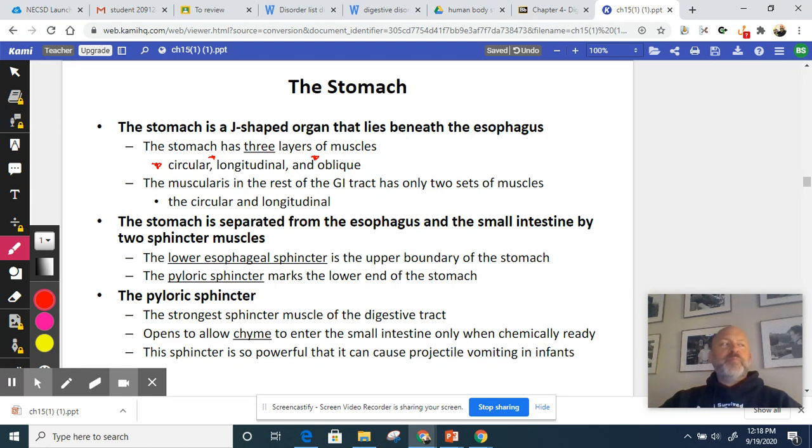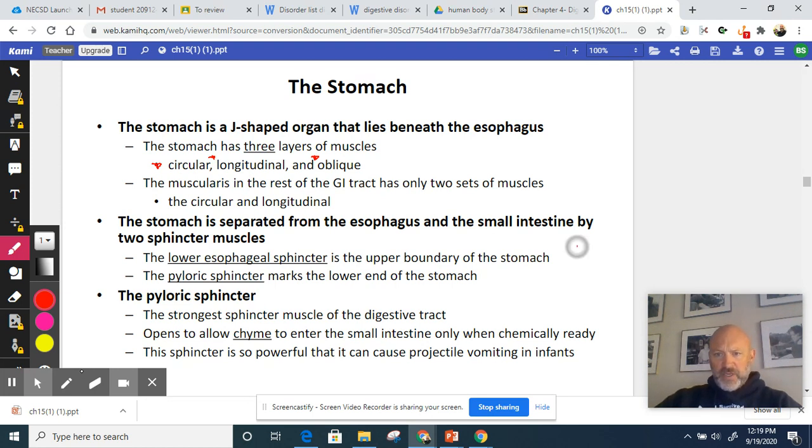Why is that important? Because when we have muscles arranged in 3 different directions, it allows the stomach to twist, right? And what that does is it churns the food that is inside there. If we only had 1 layer of muscle, all it could do is squeeze in one direction. But with 3 different layers of muscles going in 3 different directions, it causes this twisting motion.